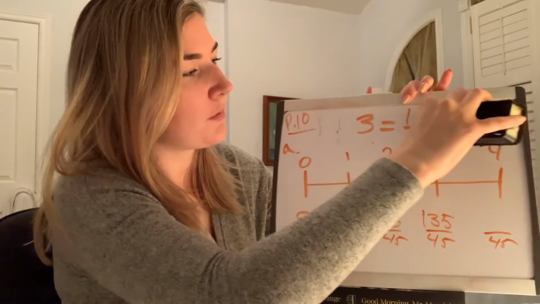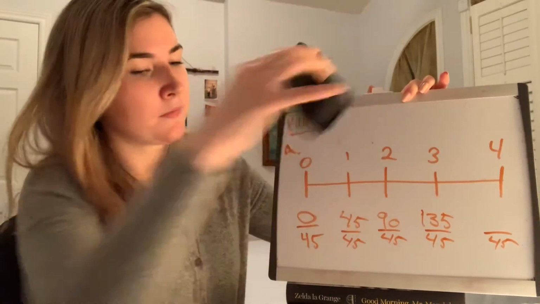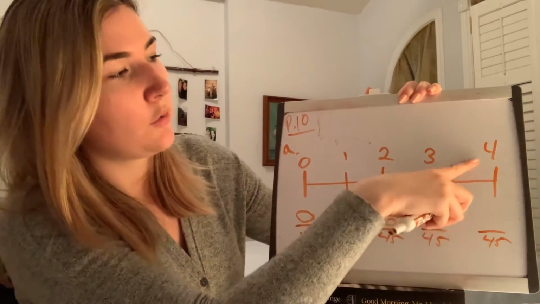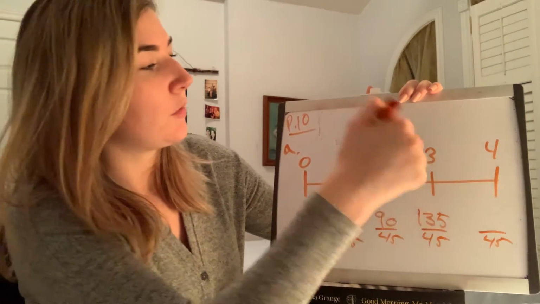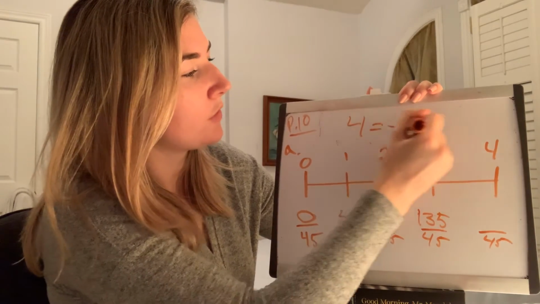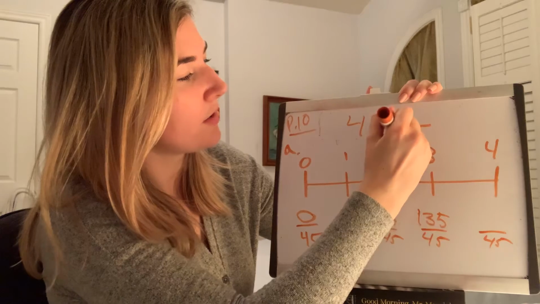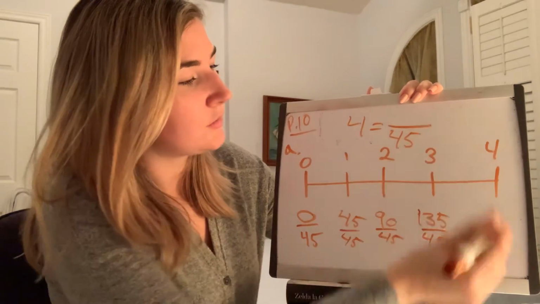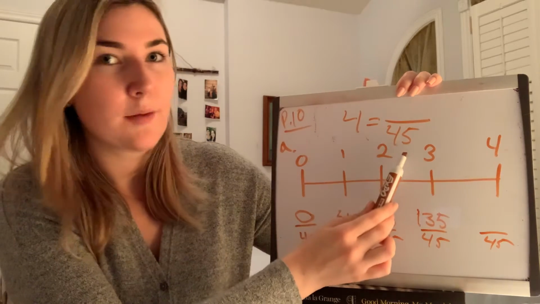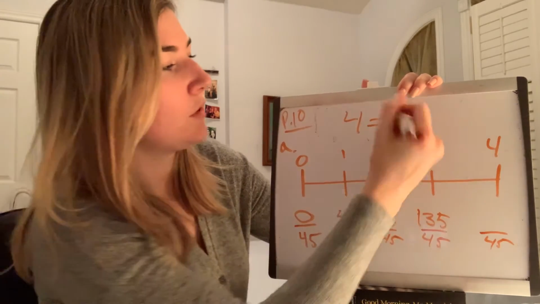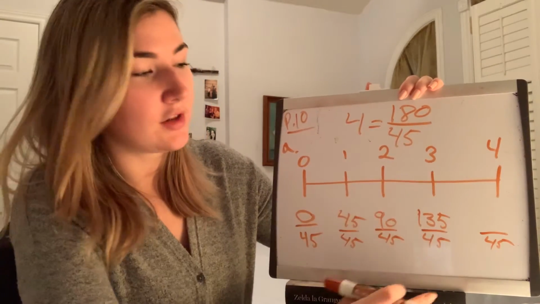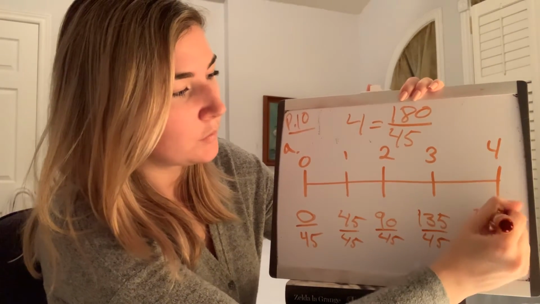And now we just have one more. We're looking for our fraction for our whole number of 4. So our whole number equals 4, and we are looking for our top number over 45. Since we're all over 45, our next step is to multiply 4 times 45, which equals 180. So now we've solved for our last fraction, which is 180 over 45.